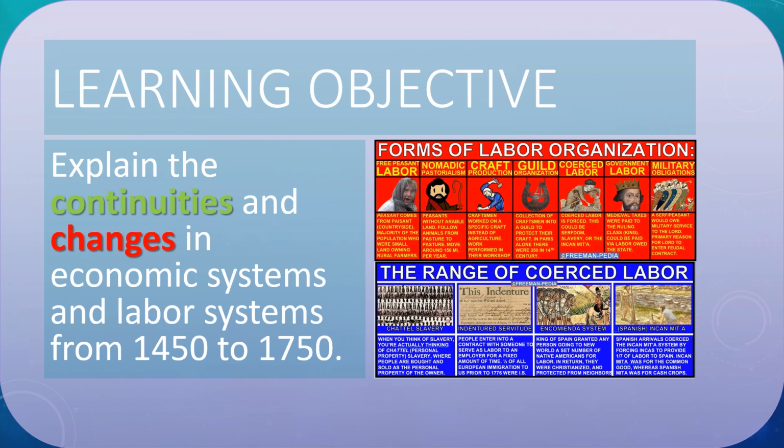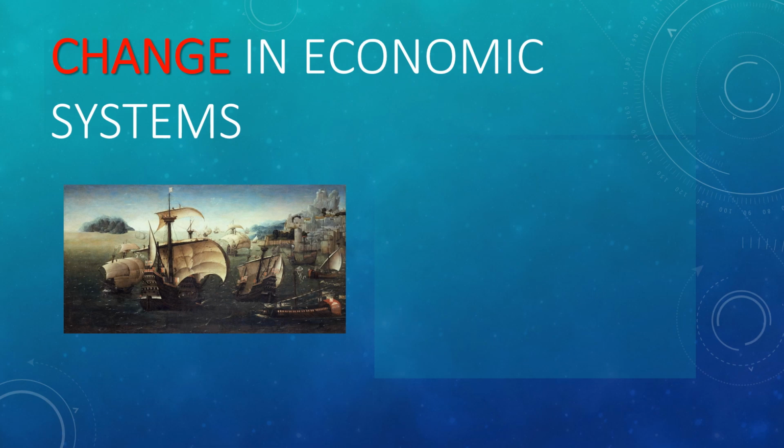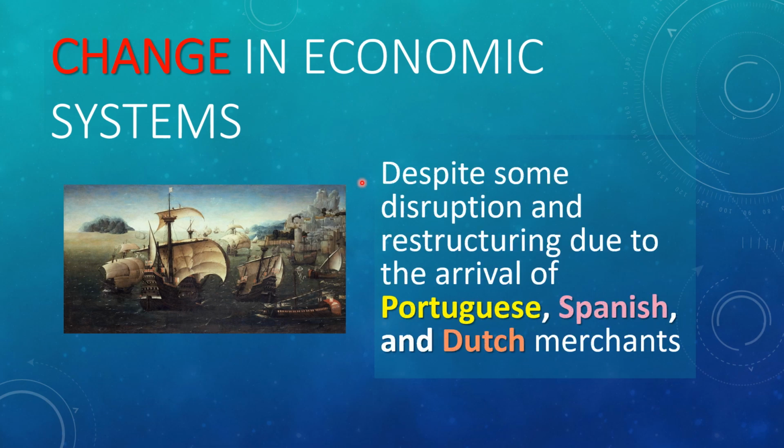So let's look at the specifics College Board wants you to know. Finally, there are changes in economic systems. I've split up the historical development here, so the grammar is going to be a little funny. But despite some disruption and restructuring due to the arrival of Portuguese, Spanish, and Dutch merchants, so what's the big change? Europeans are now in the Indian Ocean. The Portuguese, Spanish, and Dutch are setting up trading post empires. The Portuguese will issue the cartas. The Dutch will start conquering and monopolizing spices. So that's the change. But despite all of that, let's get to our continuity.